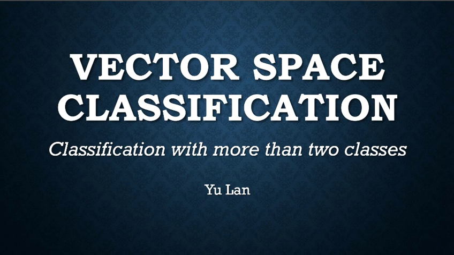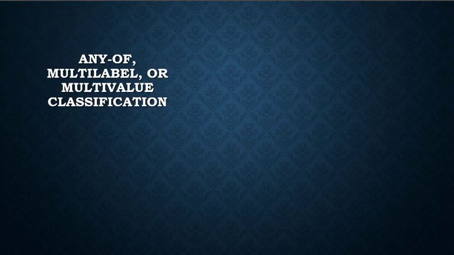We will talk about classification with more than 2 classes. Classification for classes that are not mutually exclusive is called any-of, multi-label, or multi-value classification. In this case, a document can belong to several classes at the same time, or to a single class, or to none of the classes. A decision on one class leaves all options open for the others.